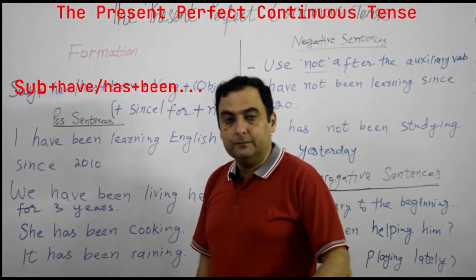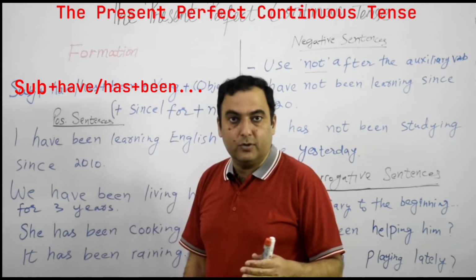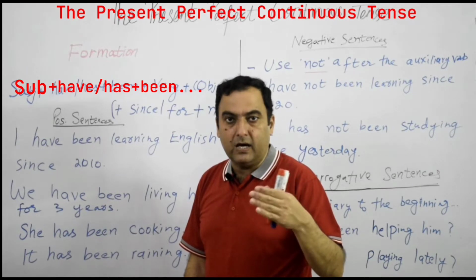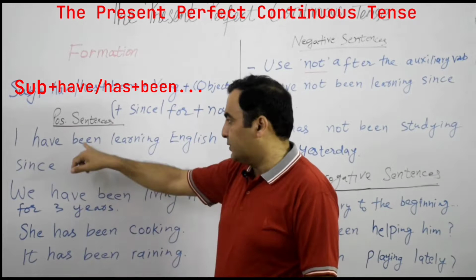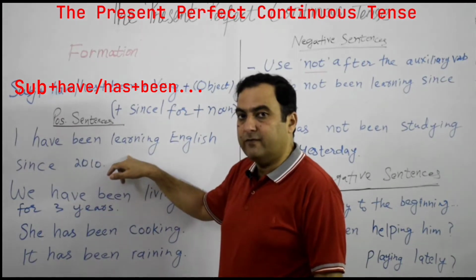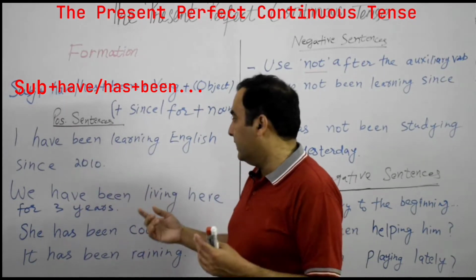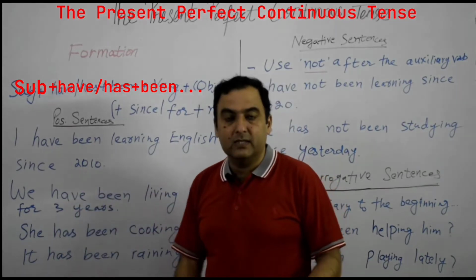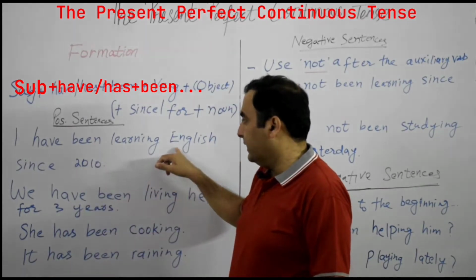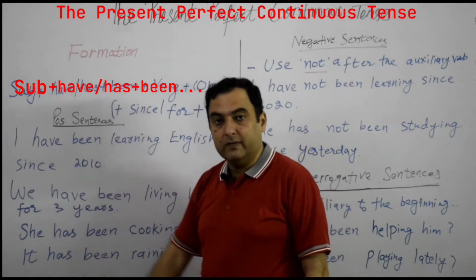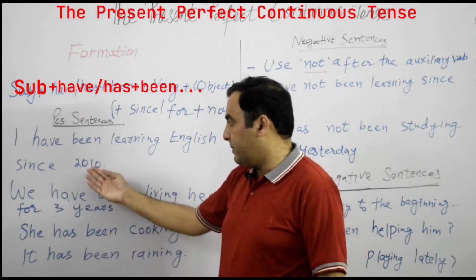So positive sentence, we do positive sentences first. For example, I'm sure you know when the subject is I, we, you, they, the auxiliary is have. So I have been, verb first form plus ing. I have been learning English since 2010, for example. So I can also say I have been learning English. Maybe we don't have this part, but we may have it as well.